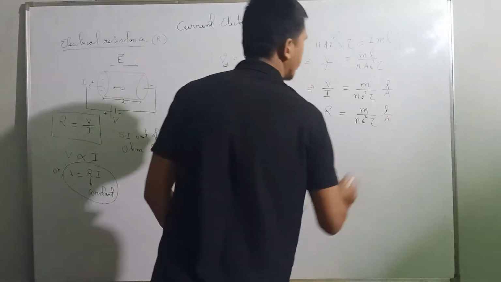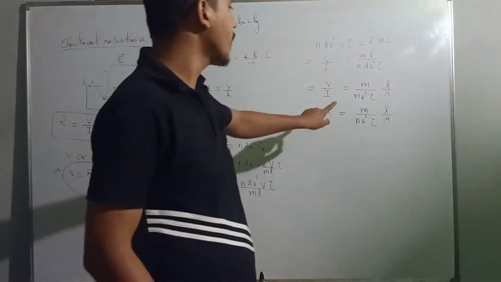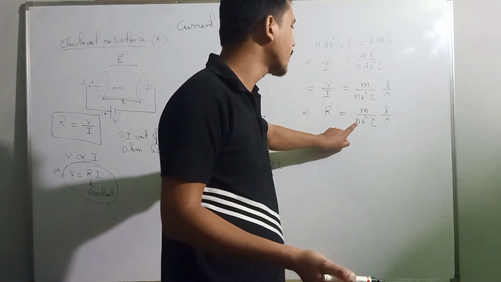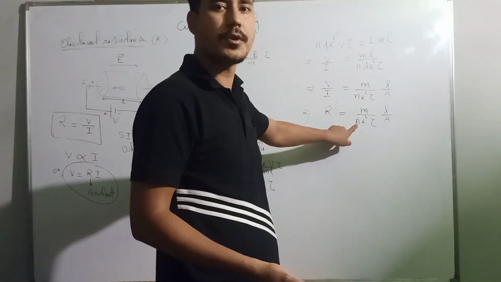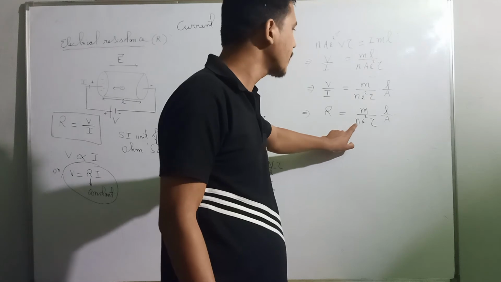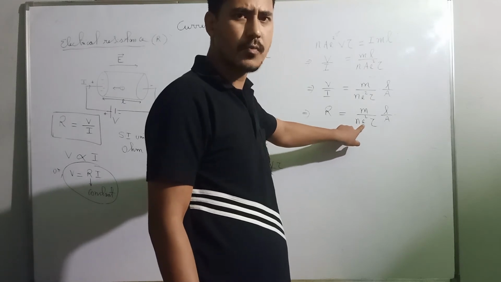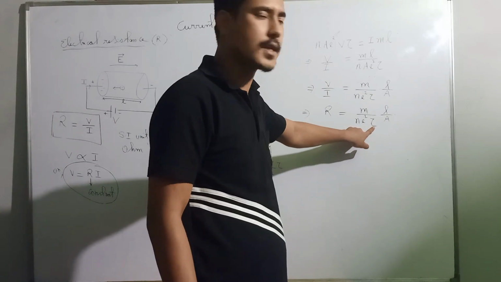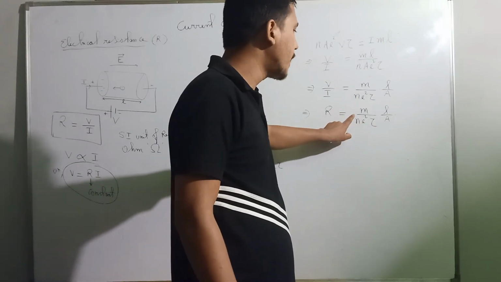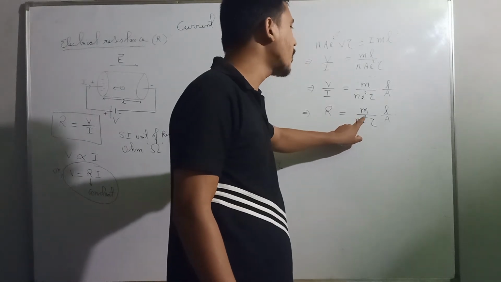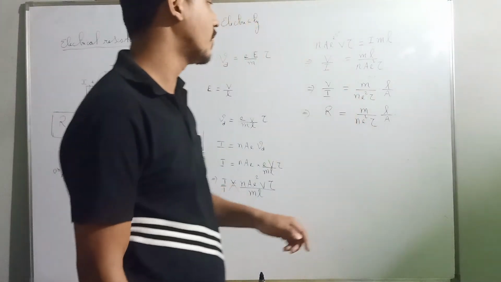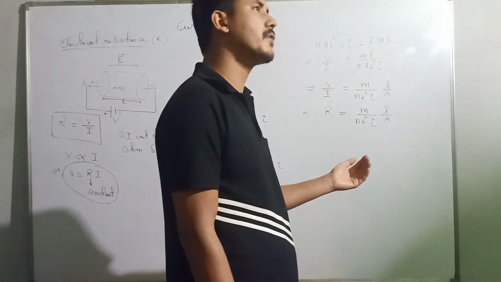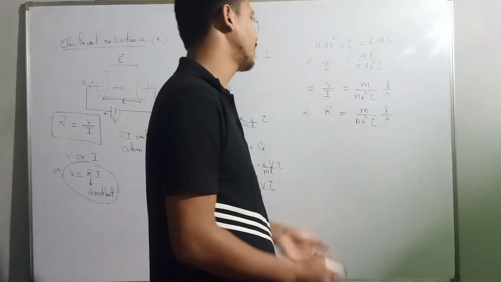L by A. Okay? Here, m is the mass of an electron, which is always constant. n means number of electrons per unit volume, which is always constant. e is the charge of an electron, which is always constant. And tau is your average relaxation time, which is constant. So m upon n e square tau is a constant, okay? And this constant depends upon the nature of the material and the temperature.